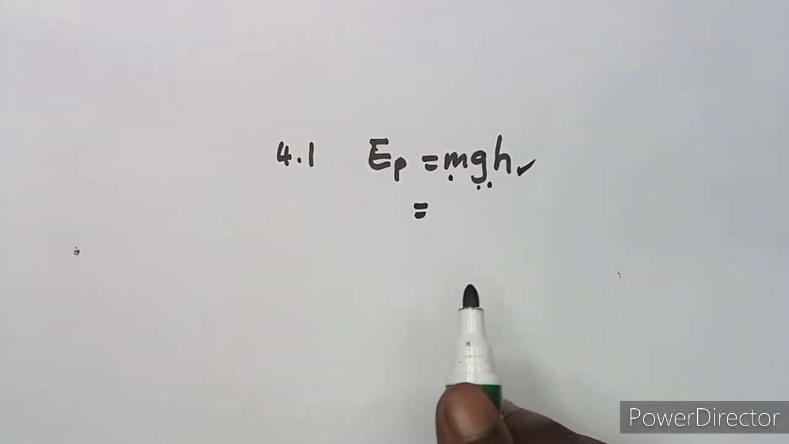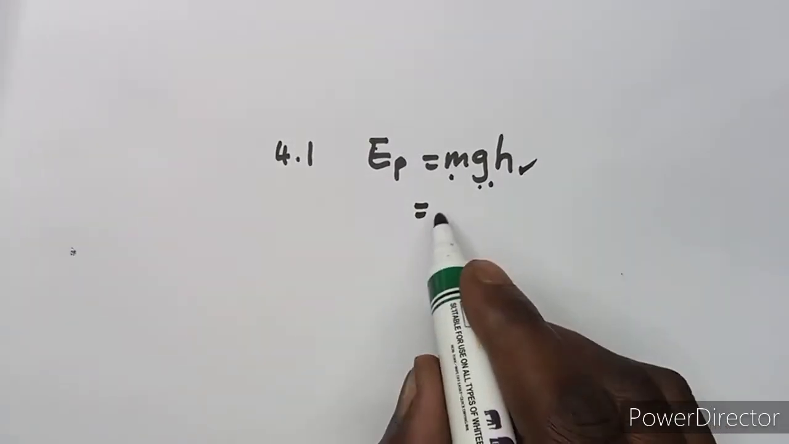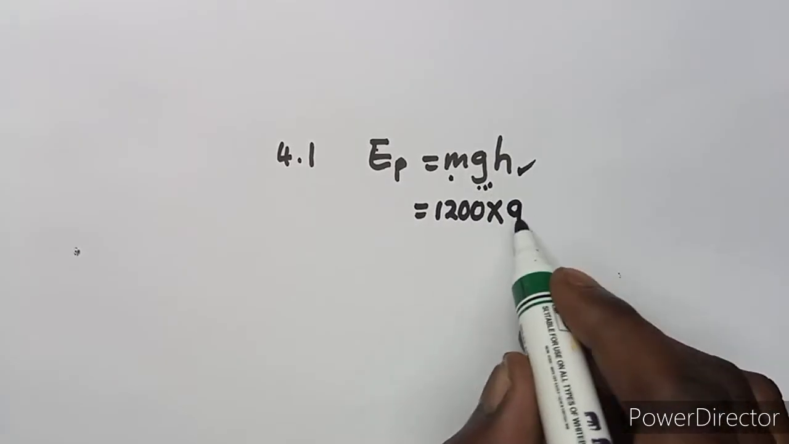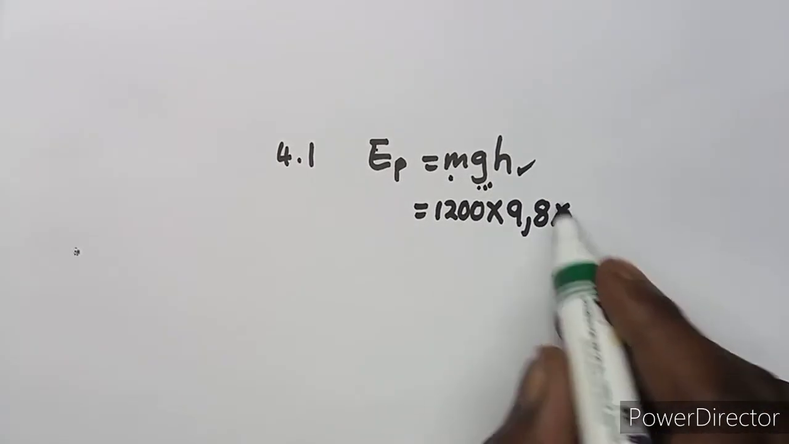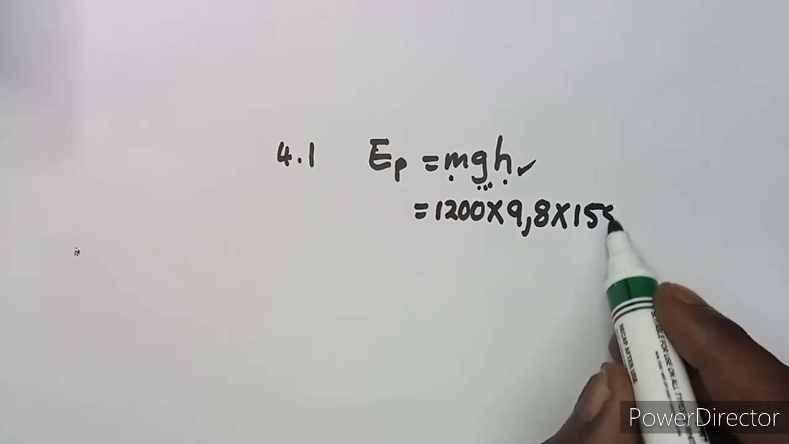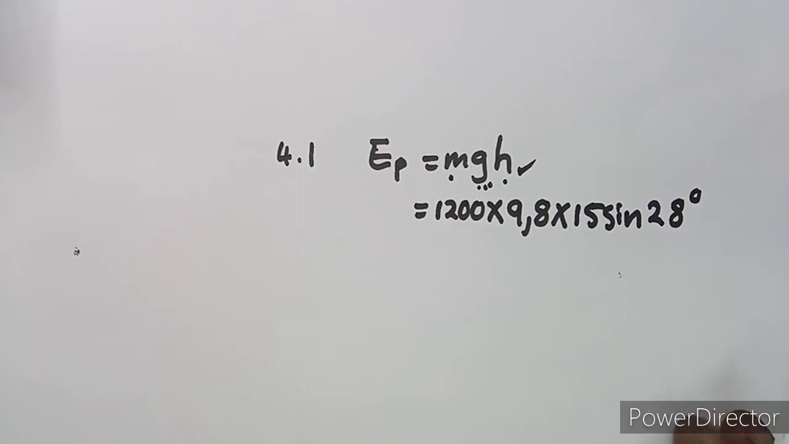Let's substitute the mass. We got the mass of 1200 multiplied by the gravitational acceleration, which is 9.8, times h, which is the height, which we said is 15 sine 28. So it's multiplied by 15 sine 28 degrees. All right, like this. So this is going to be the potential energy. Take note, guys, about this information.